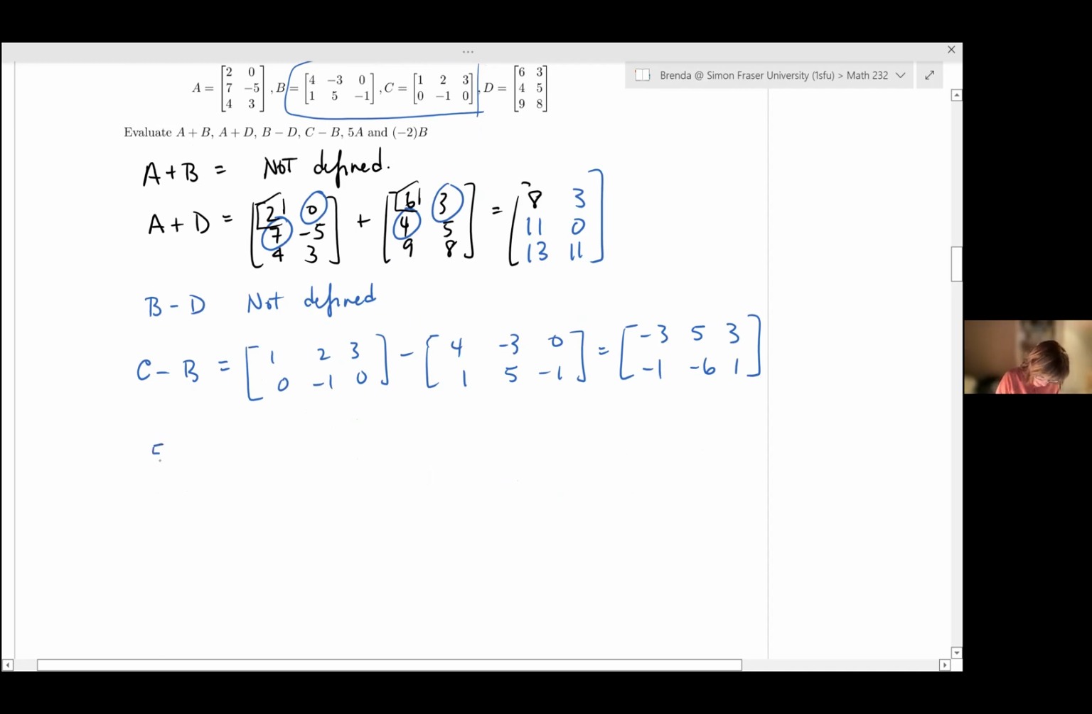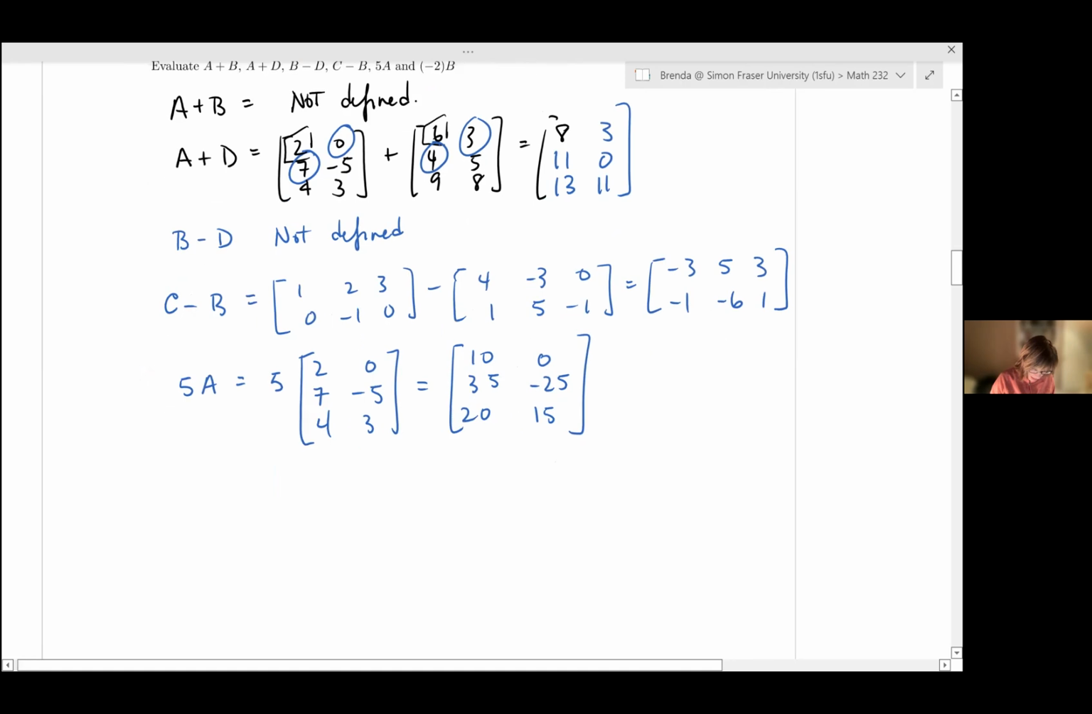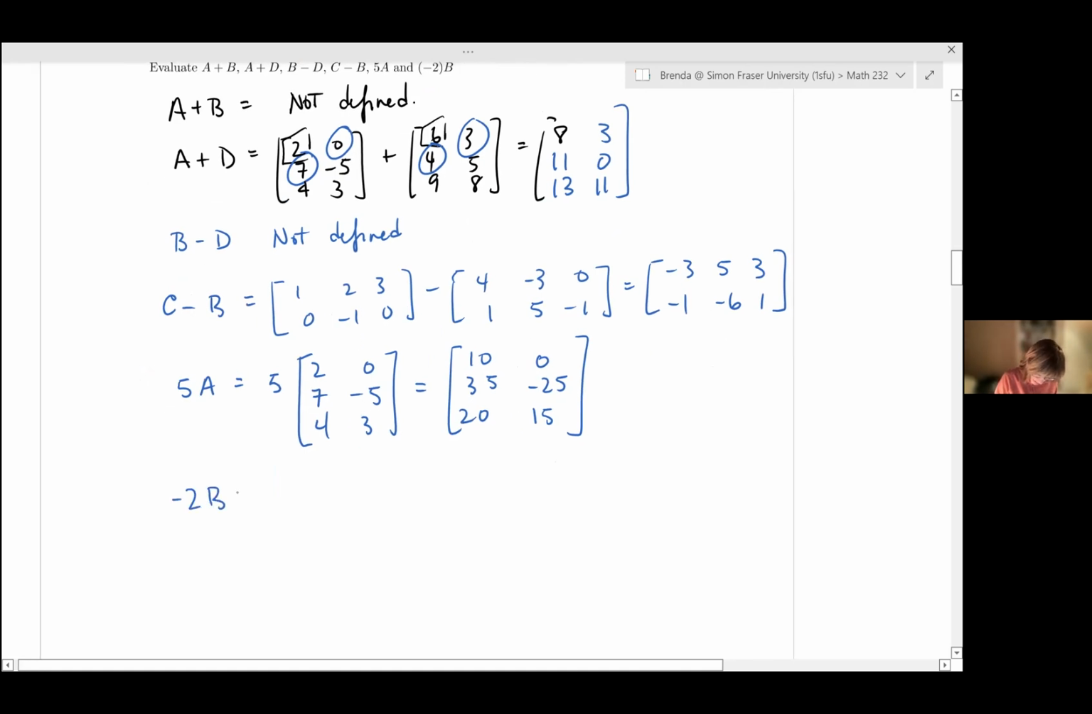Next one, multiplication by a scalar, 5 times A. So I take 5 times and I write down the matrix A. There it is. And I simply multiply every entry in the matrix by 5. So I'm going 2 times 5 is 10. 5 times 7 is 35. 5 times 4 is 20, etc. I multiply each one of them by 5. There it is.